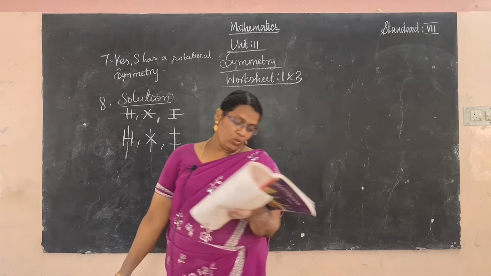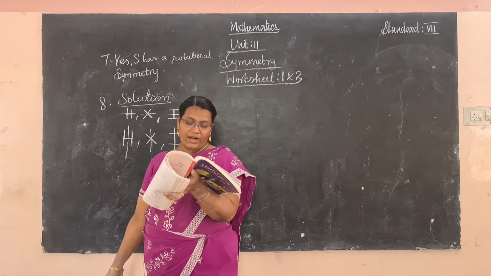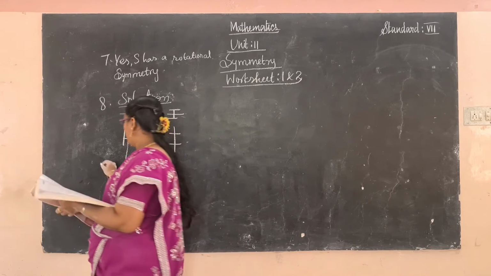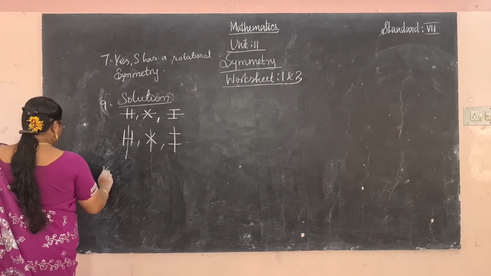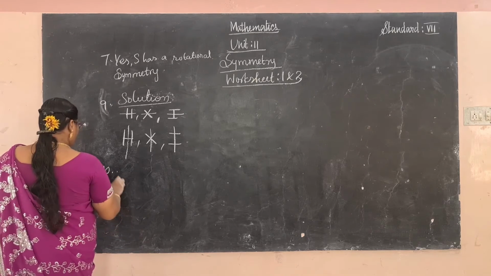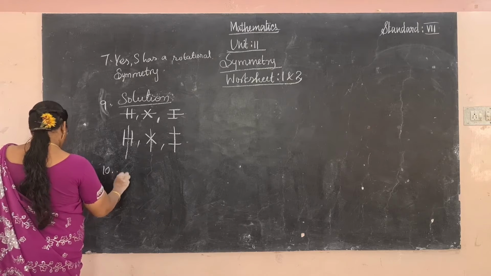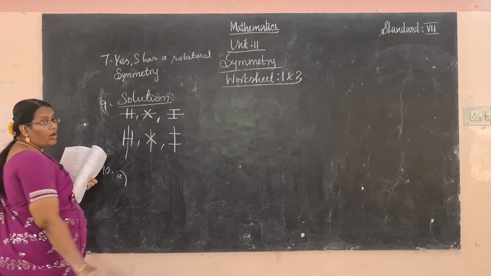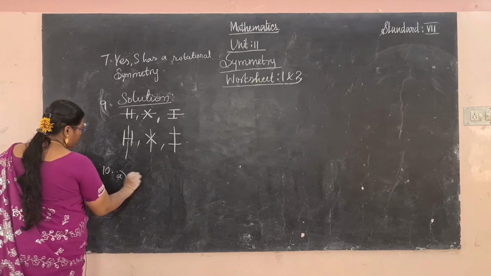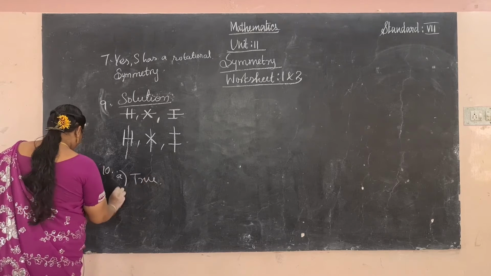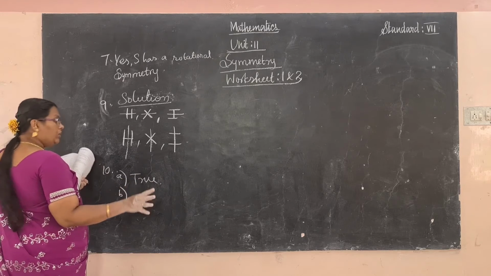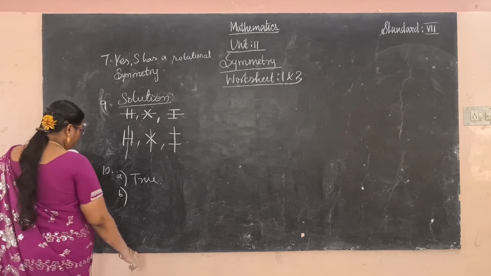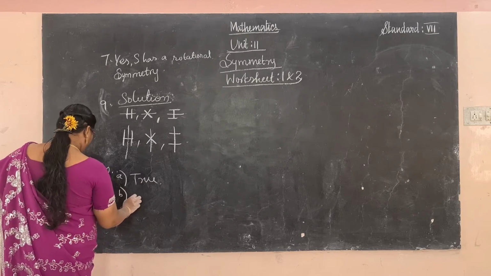The 8th one is homework. Now the 10th one. A: a square has 4 lines of symmetry. Yes, true. B: a rectangle has 4 lines of symmetry. No, it has only 2, so false.